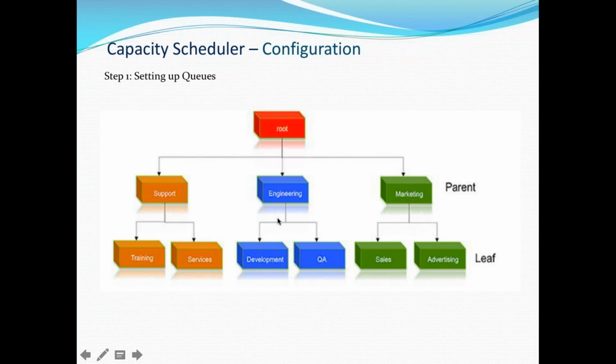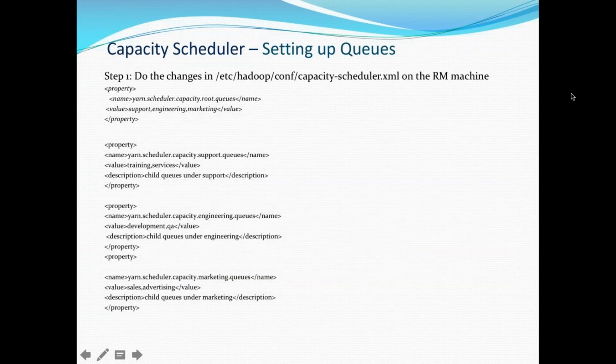Under root, I want support, engineering, marketing. Under support, we have training and services. Under engineering, we have development and QA. Under marketing, we have sales and advertising. So you first define what all queues you want under root. Root is the default queue, so it will always start with the root queue. Root is the default.